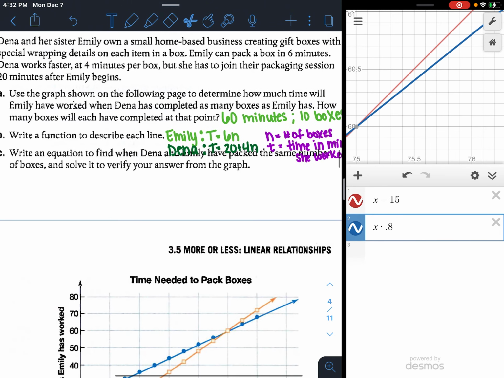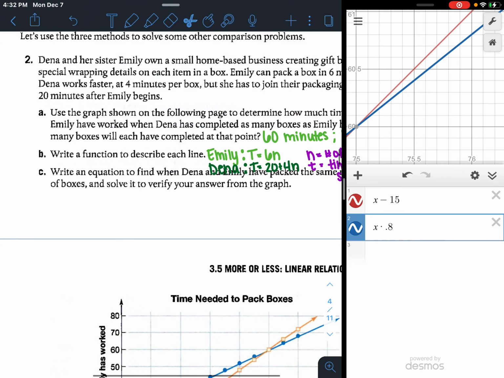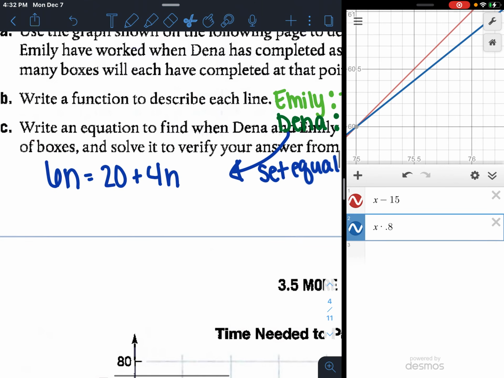Write an equation to find when Deanna and Emily have packed the same number of boxes. So when will Deanna equal Emily? I'm going to set both of those equations equal to each other because I want to know when they will be the same or equal. That was probably the hardest part of this problem, figuring out that I need to set them equal to each other. From there, I think you should be able to know what to do.